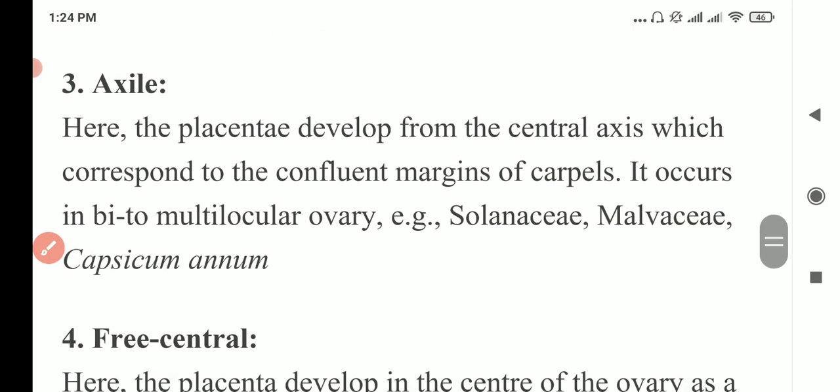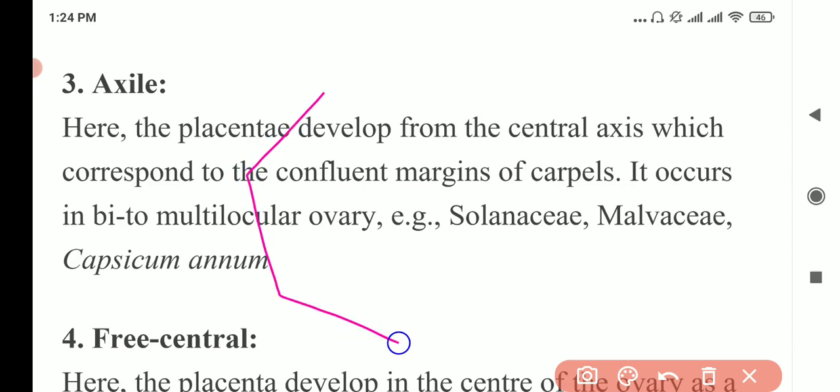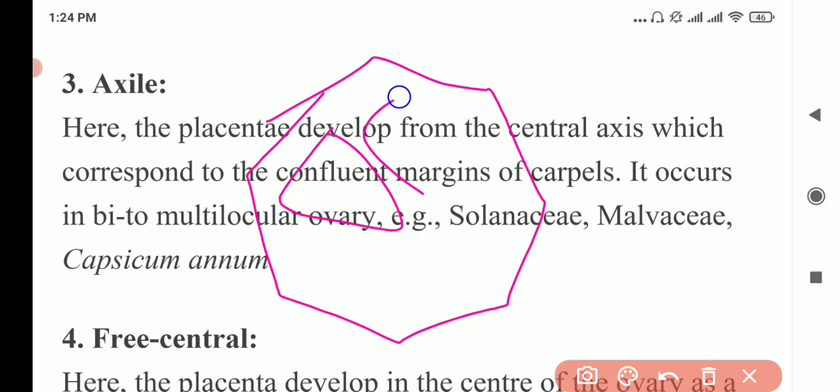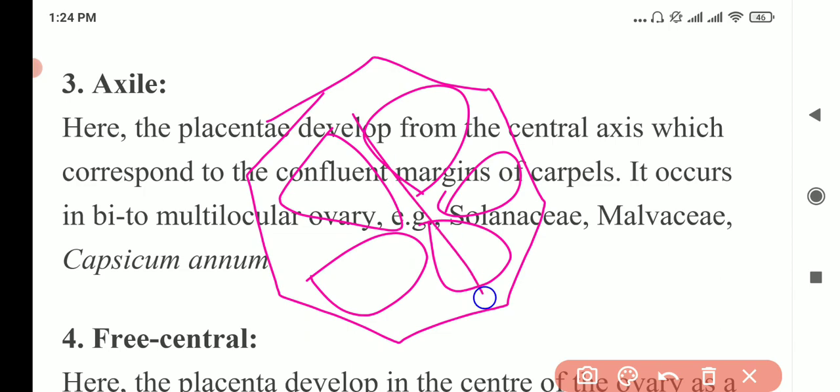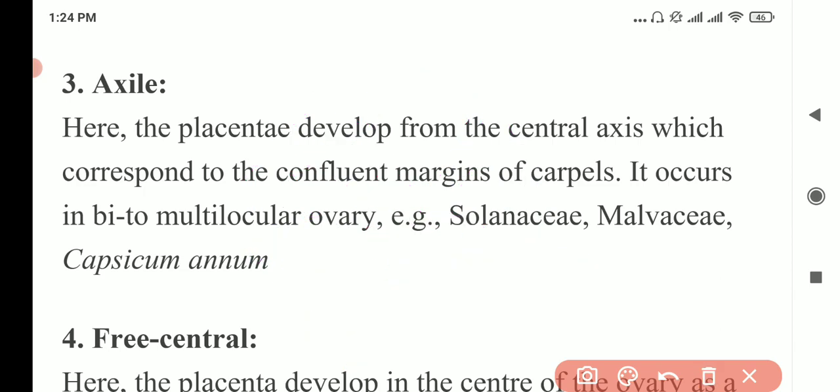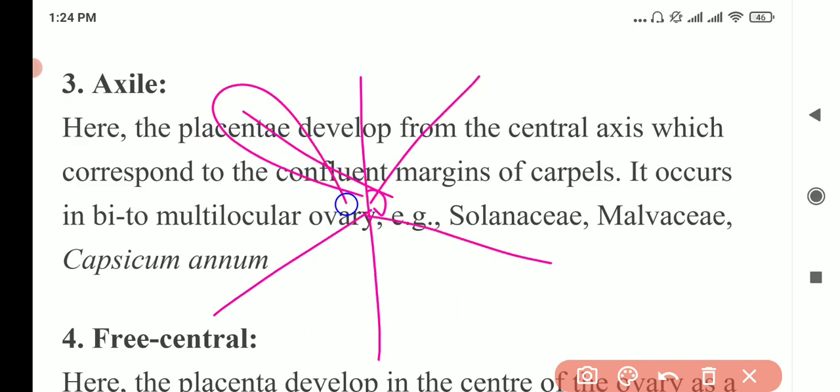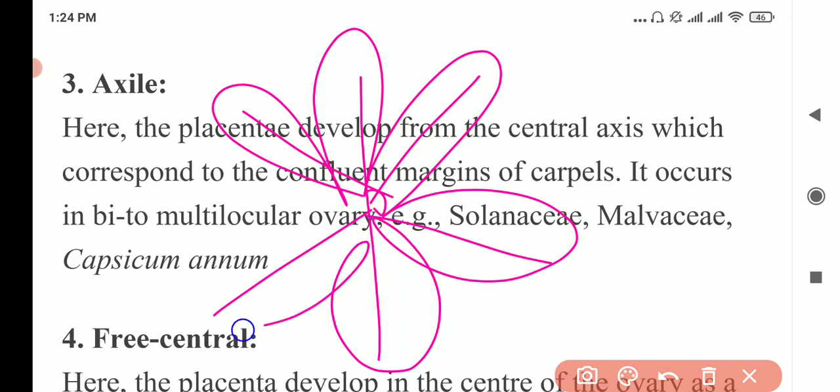Okay, next is axile. Now, this one you have all seen: a lady's finger, the vegetable. It looks like a star, doesn't it? So axile means developing around an axis, like a star developing like this.